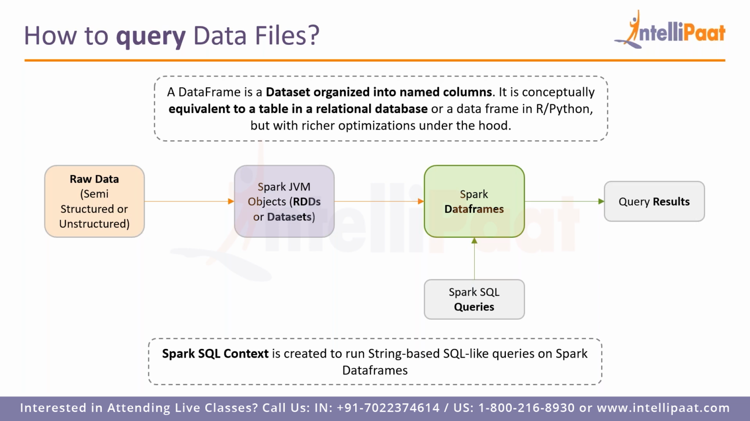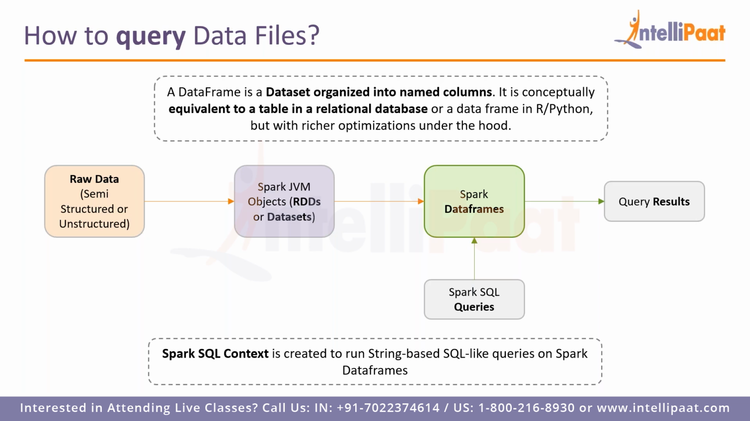This is the Java virtual machine objects because Spark runs on top of Java. But the libraries are available for Python, R, Java, and Spark. But Spark at a fundamental level is coded in Java, right? So it will create JVM objects. Now, these JVM objects can be treated as RDDs. These are resilient data sets.